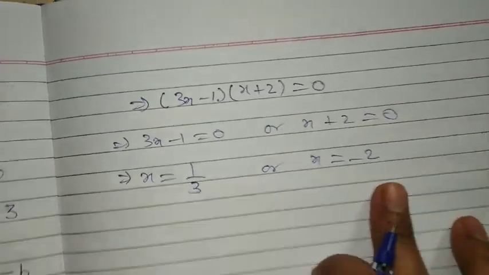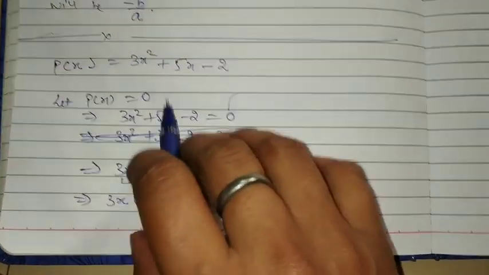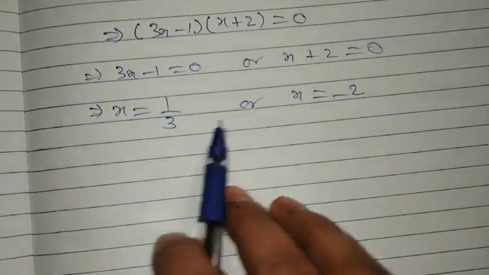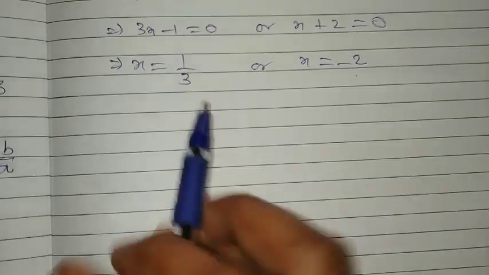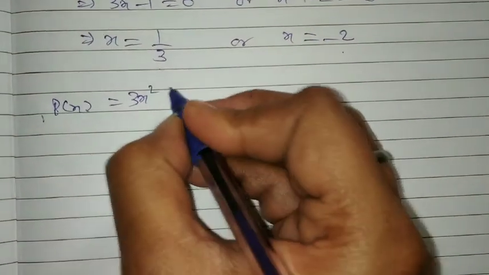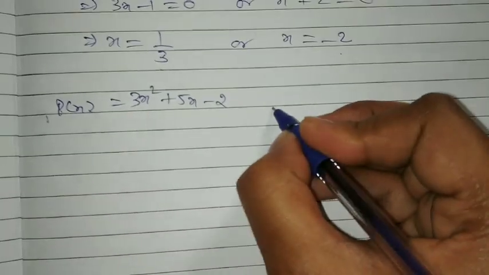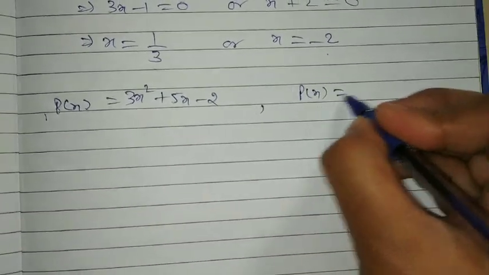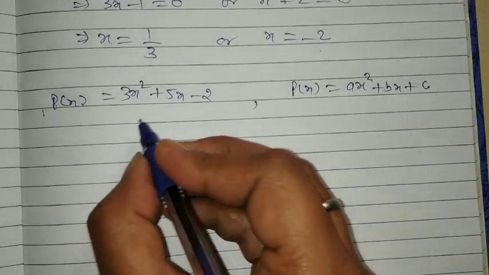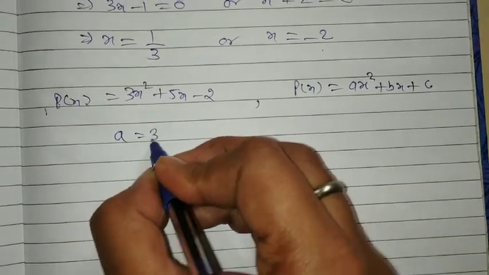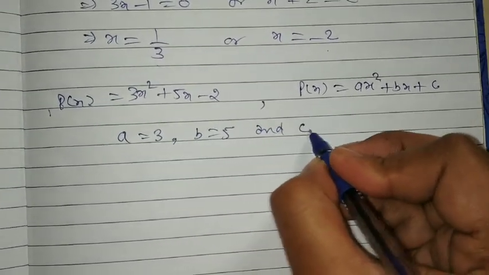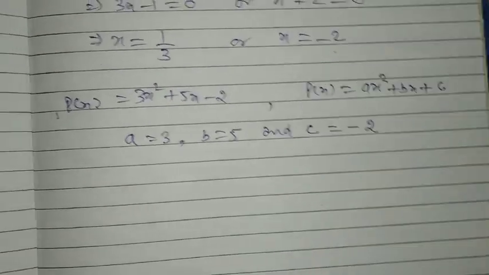So the two zeros of this quadratic polynomial 3x square plus 5x minus 2 are 1 by 3 and minus 2. Now on comparing this polynomial with the standard form ax square plus bx plus c, what you will get, a is equals to 3, b is equals to 5 and c equals to minus 2.